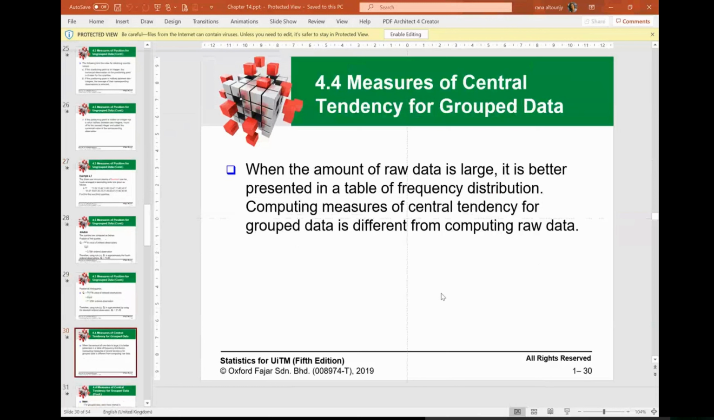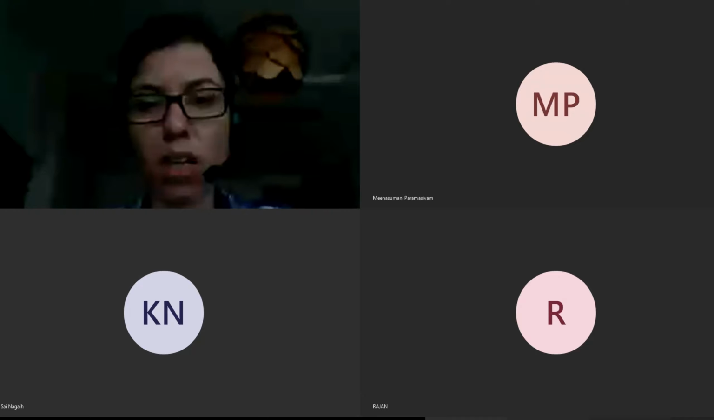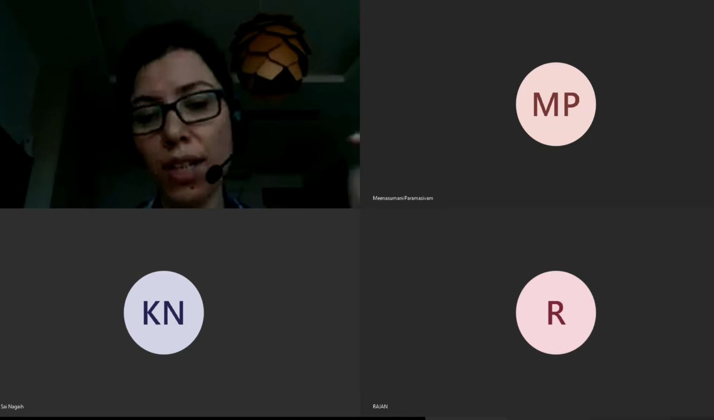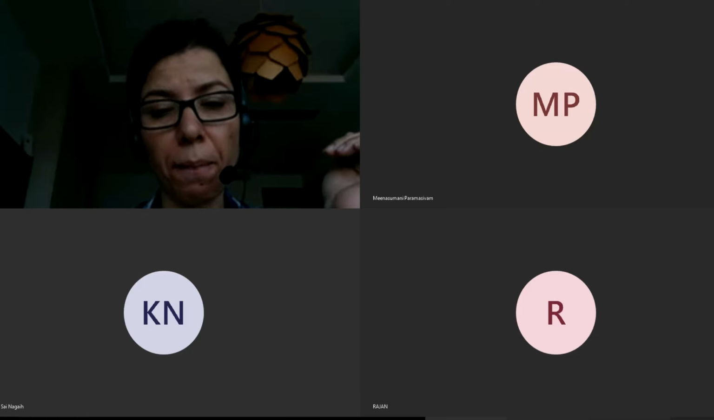When the amount of raw data is large, it's better presented in a table of frequency distribution. Computing measures of central tendency for grouped data is different from computing for raw data. The previous one which we were calculating was what we call raw data, it's not grouped data. So now we want to learn how we can do all of these calculations using grouped data.